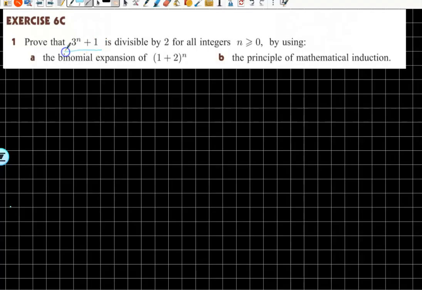All right, so we're writing our statement. So P of n, we are saying 3 to the n plus 1 is divisible by 2. They could have also gone, prove that that is always going to be even.